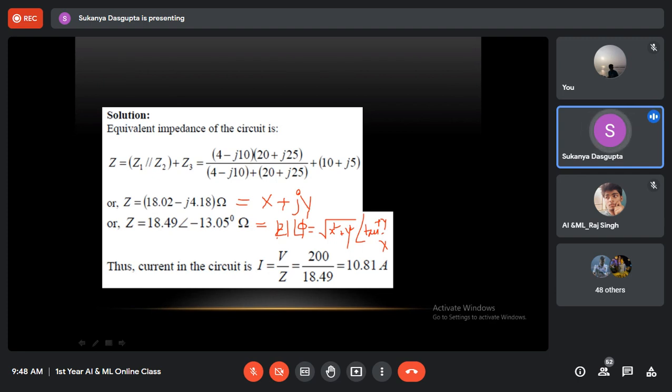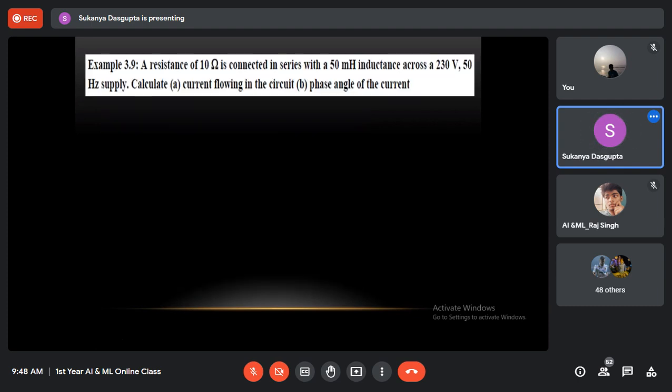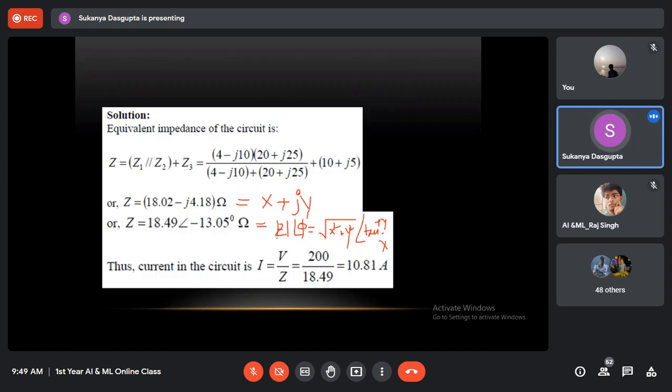This is only the magnitude. Okay, so it's 10.81. And how to calculate the angle? Here, this voltage is having 0 degree. And what is the angle of this impedance? It is minus 13.05. So finally, the current value is 10.81 angle 0 minus 13.05. That means only minus 13.05 degree.